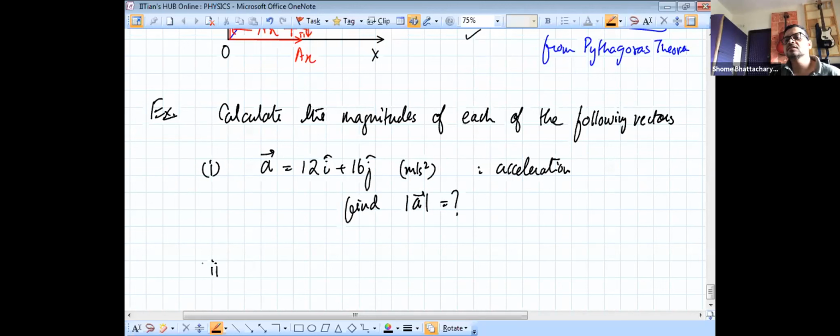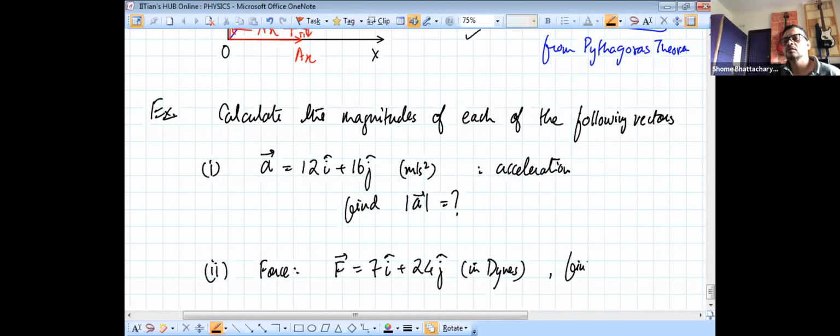Then secondly, let's say some force is given to us. F equal to, let's say, 7 i cap plus 24 j cap in dynes. So we have to again find the magnitude of this force. So just work out the answers and tell me each of these.